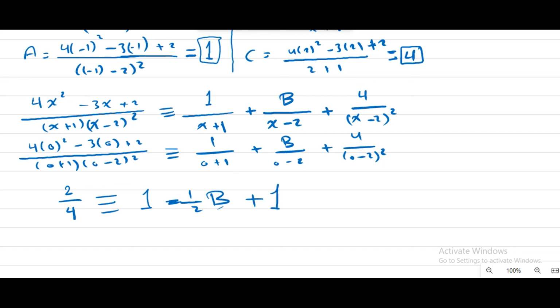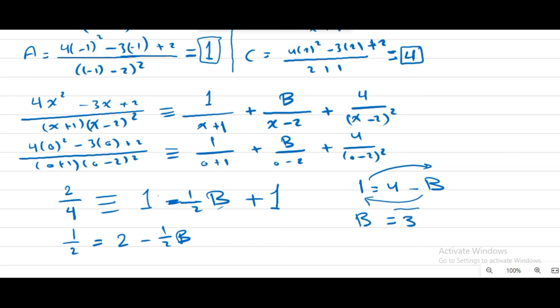It's a linear equation, we can solve it simply to find the value of letter B. So 1 over 2 equals 1 plus 1 equals 2 minus 1 over 2 B. Multiplying all parts by 2, it will be 1 equals 4 minus B. We multiplied all parts by 2 here. 2 multiply 1 over 2 equals 1, 2 multiply 2 equals 4, 2 multiply negative 1 over 2 equals negative 1, so here B equals 3. This is the value of letter B.